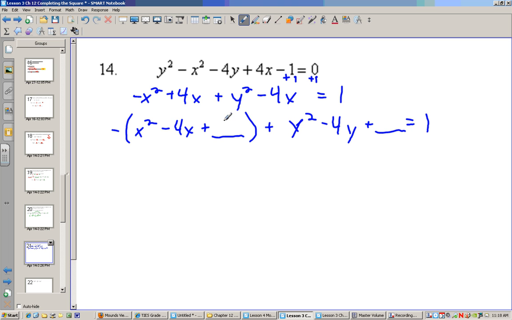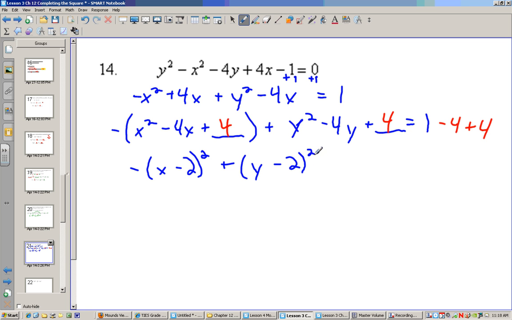So what I need to add in here would be a 4, because half of negative 4 is negative 2, and negative 2 squared is 4. Over here I'd put in another 4. So really this is a negative 4, and this is a plus 4, so those cancel out. And so we'll have x minus 2 squared, this side would be y minus 2 squared, and 1 minus 4 plus 4 will just be 1.